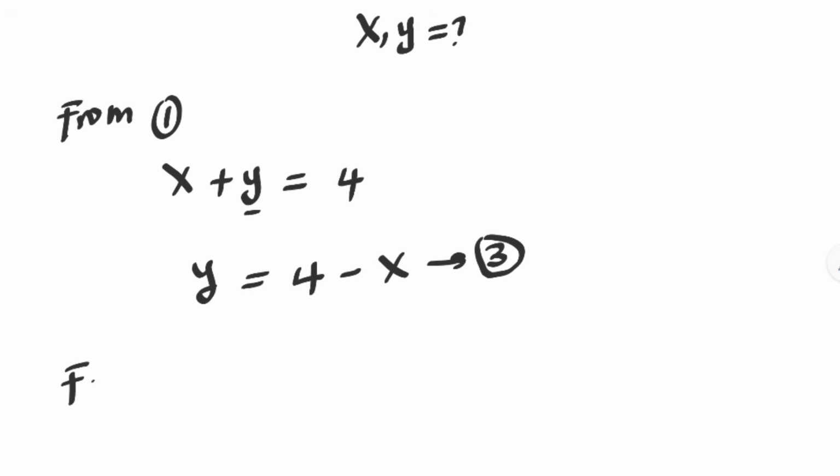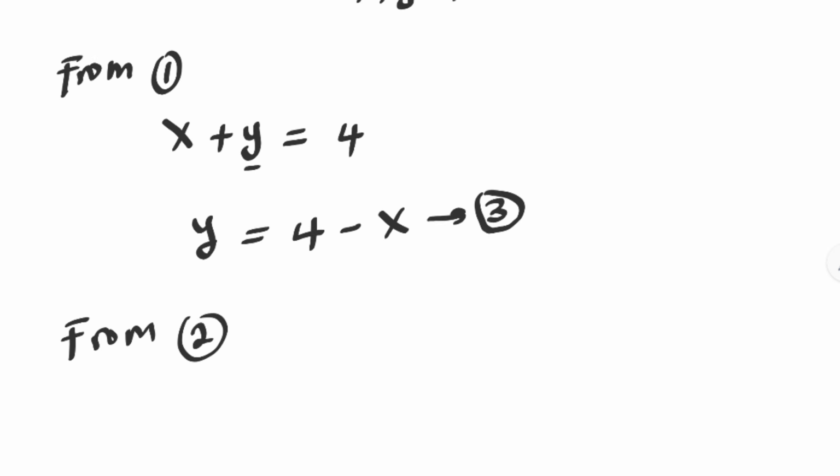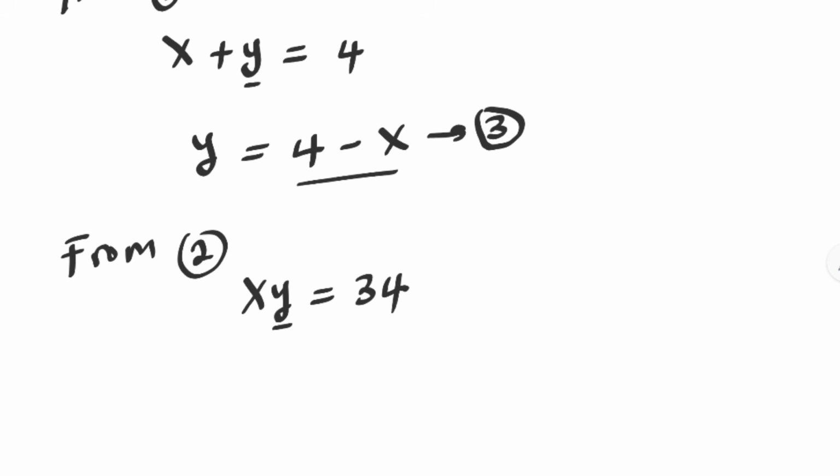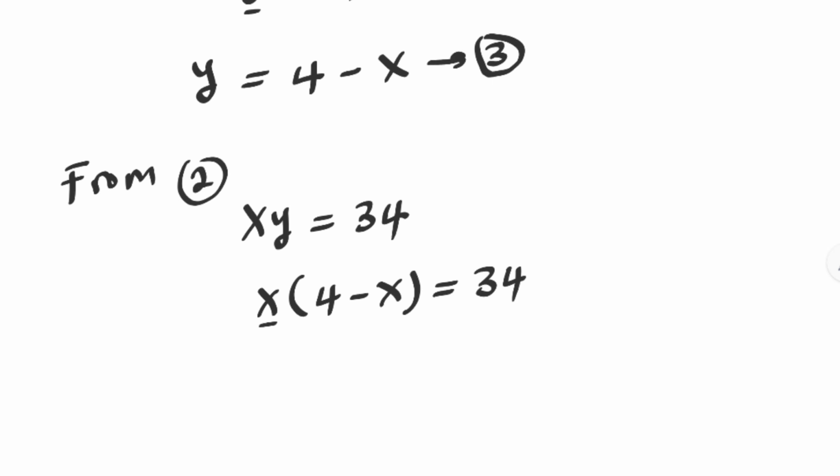From equation 2, xy is equal to 34. Let us substitute for y, which is 4 minus x. x bracket 4 minus x is equal to 34. Let us open the bracket. x multiplied by 4, that will be 4x. Then x multiplied by minus x, that is minus x squared, is equal to 34.